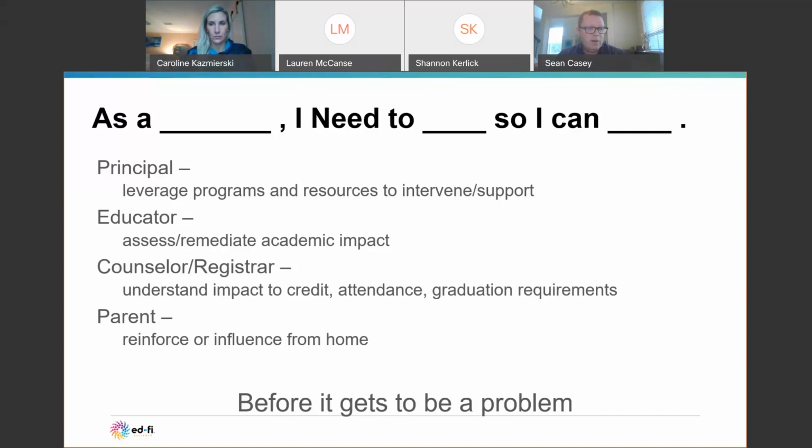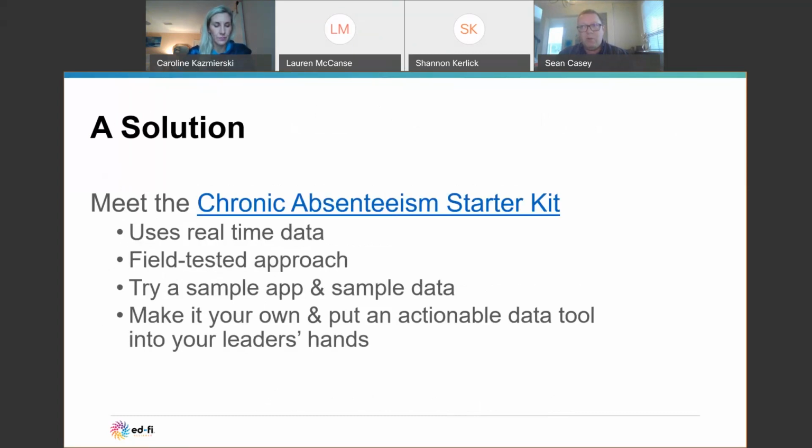And then from a parent perspective, if I don't know that there's a problem brewing, if it's not on my radar very much, then it's difficult for me to reinforce or influence or support changing that pattern from the home part of the school-home relationship. But for all of these different roles, they all have a reason to need the insights from this data before it gets to be a problem, not after the problem has already occurred. That's really one of the bottom lines here with this problem.